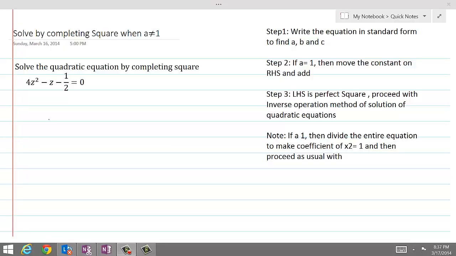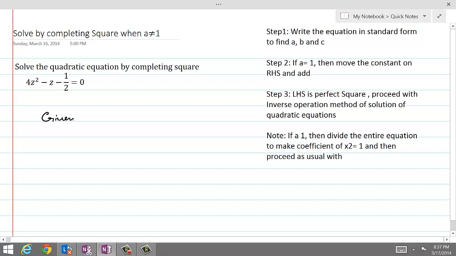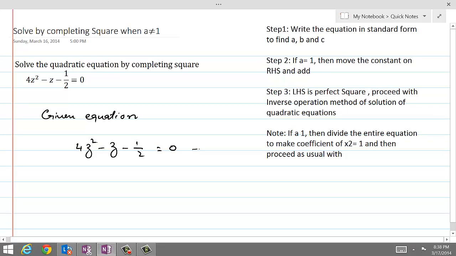Continuing from the previous lesson regarding the solution of quadratic equations by the completing square method, we will do one more question in which the coefficient of x square is not equal to 1. Let's get started with the question. The given equation is 4z square minus z minus 1 by 2 equal to 0. Let us call this equation 1.